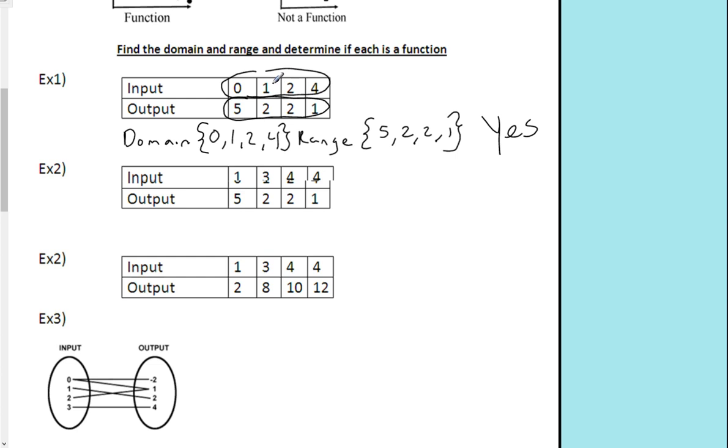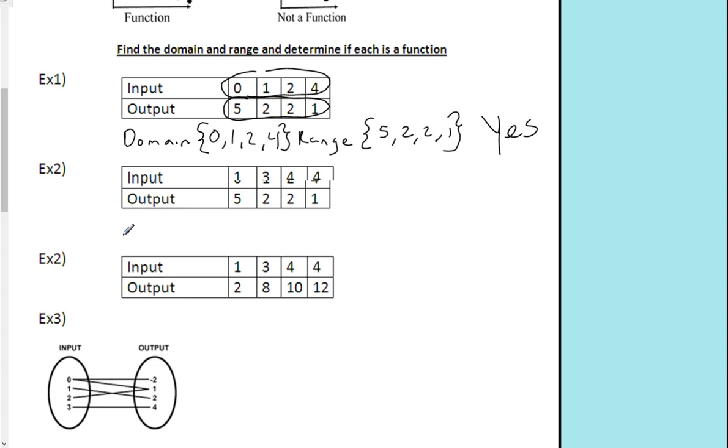Is this a function? Yes. I don't even care if I have two of the same outputs. I care, do I have two of the same inputs? So let's look at the next example. Your notes are a little bit better than this. I apologize for that. I put a 1 in, I get a 5 out. Put a 3 in, 2 out. 4 in, 2 out. 4 in, 1 out.